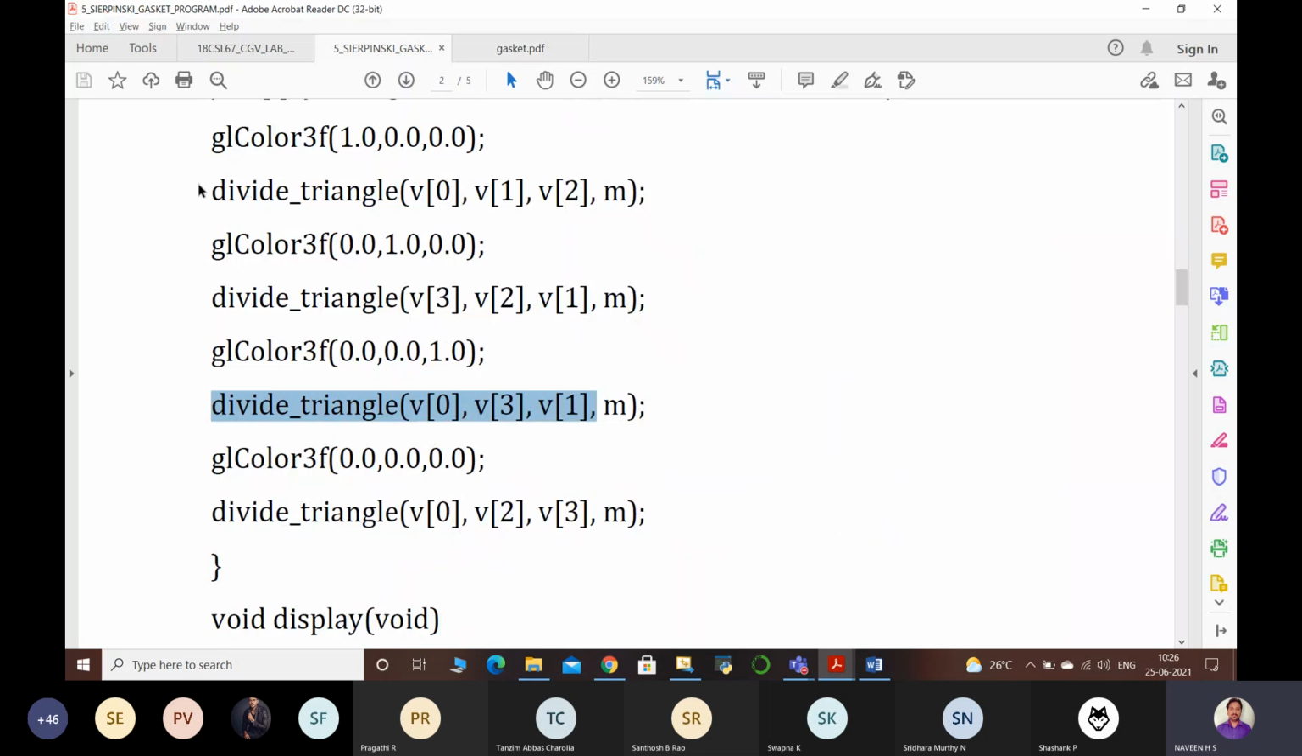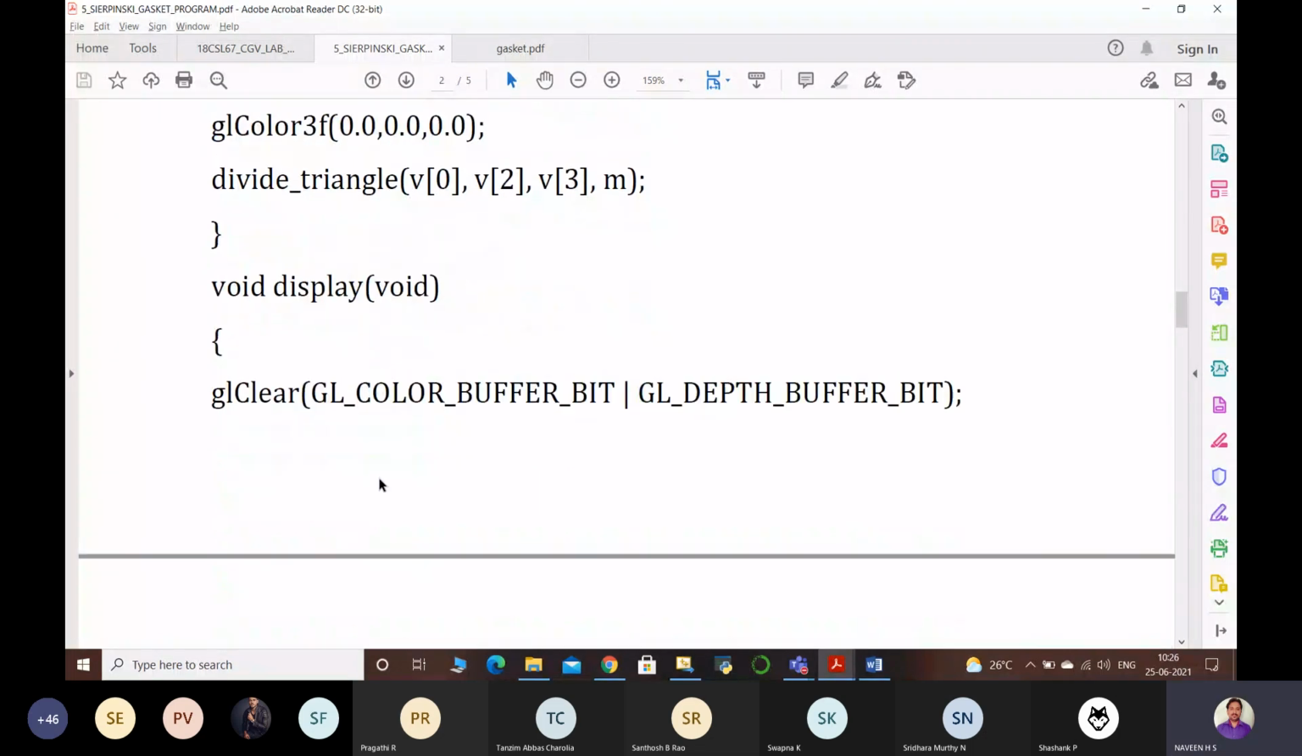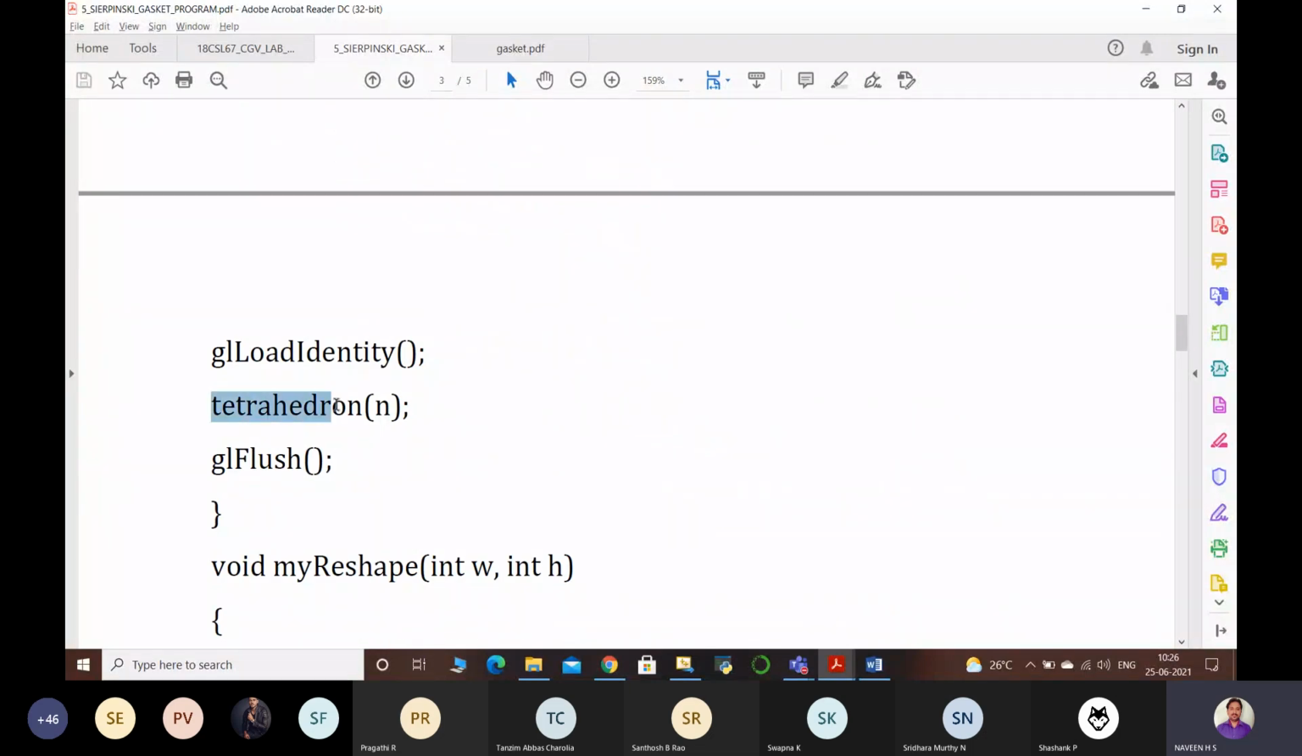Like that, I'm going to divide my triangle for all the faces, and I am going to specify a different color. Otherwise, if you give the same color, the full triangle will appear in only one color, so we cannot observe the division. Once that is done, when tetrahedron is called, we have done all these things. Then again glFlush. So our job is over.